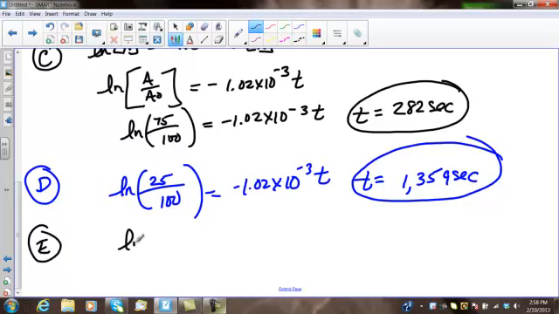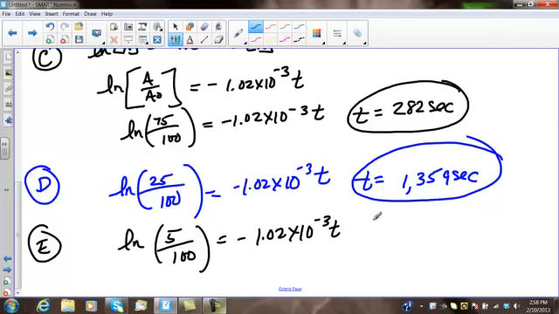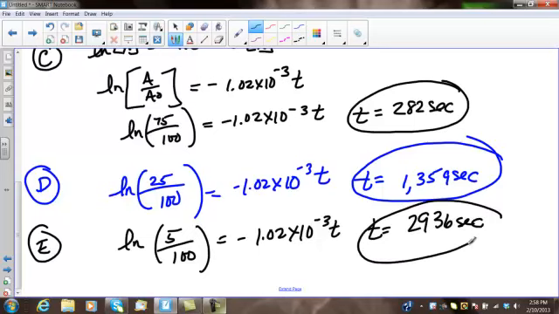And for E, 95% complete is 5% remaining. And that's going to give me a t equal to 2,936 seconds. And that concludes the lesson. So you should have watched parts 1 and 2 to do the problem set for the first half of chapter 12.